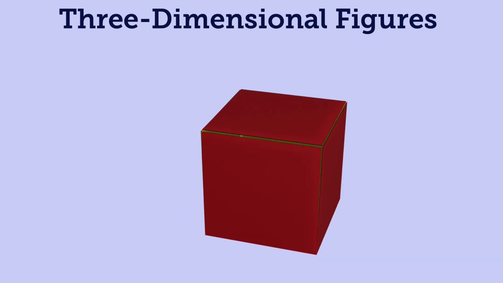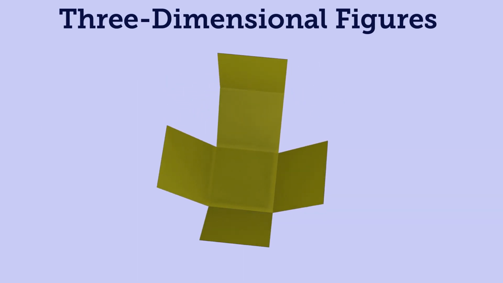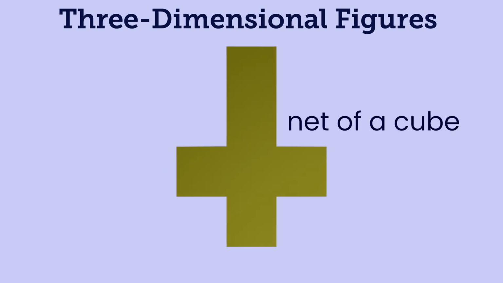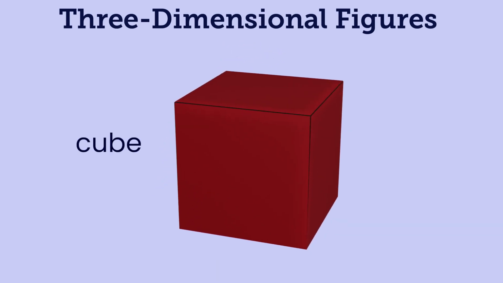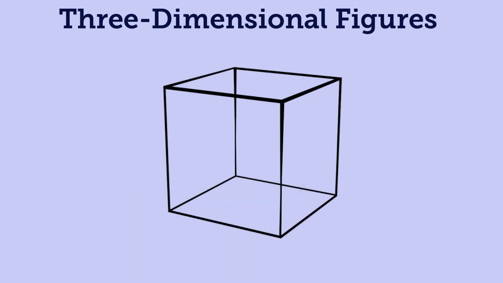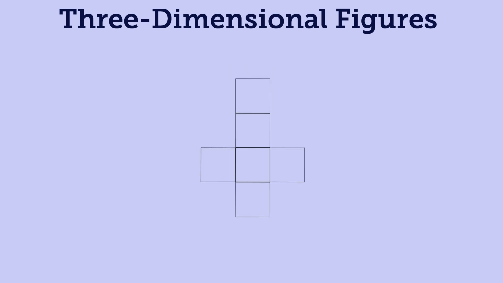A three-dimensional figure can be represented with a net, which is a flat representation of three-dimensional figures that can be folded up to create the three-dimensional figure. A net essentially breaks a figure down so that all its faces are laid flat.